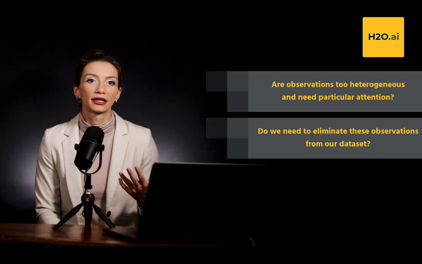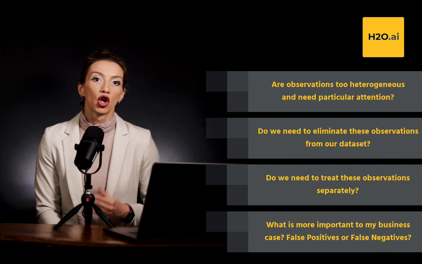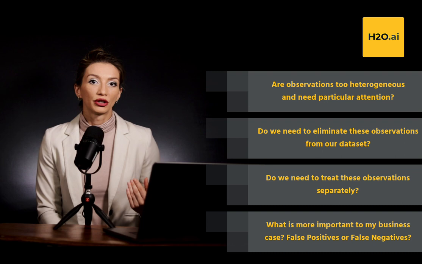What is more important to my business case? To have less prediction errors on the good credit score or have less prediction errors on the bad one? These are just a couple of questions that you might want to ask yourself. Driverless AI provides several visual explanations for the trained models. After the predictive model is finished, we have access to these visuals by generating an interpretability report or the MLI report.